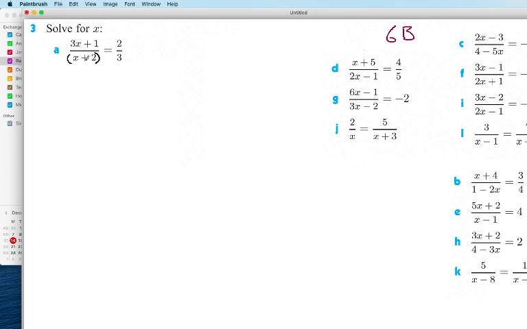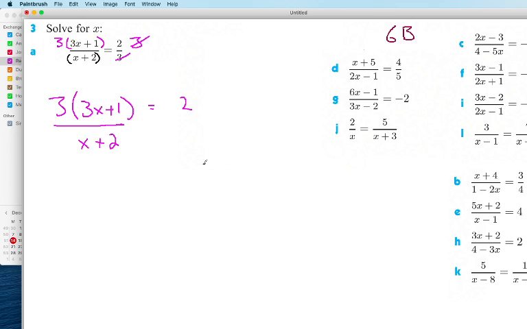So in order to get rid of the x plus 2 in the denominator, we do the same thing as if they were numbers. For example, if I wanted to get rid of this 3 here, I would put the 3 up here and it would cancel, and I would have to multiply this side by 3, okay? So I would have 3 times 3x plus 1 is equal to 2 all over x plus 2, all right?